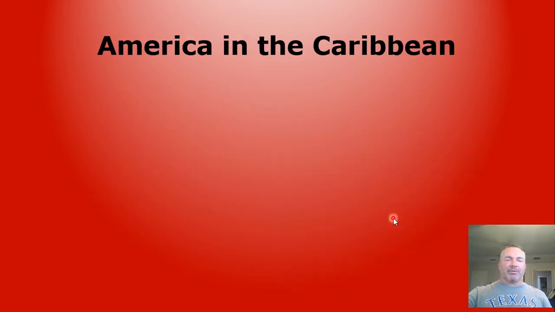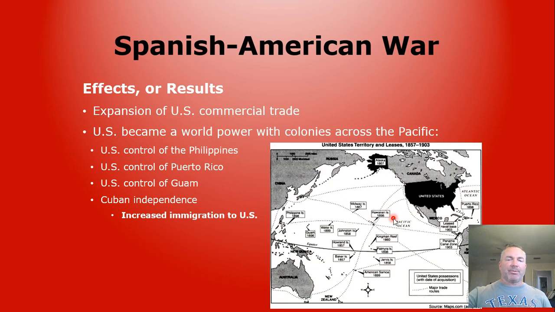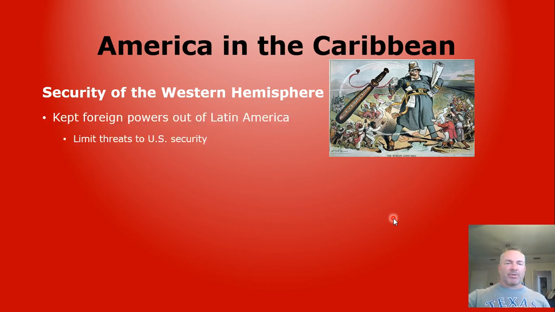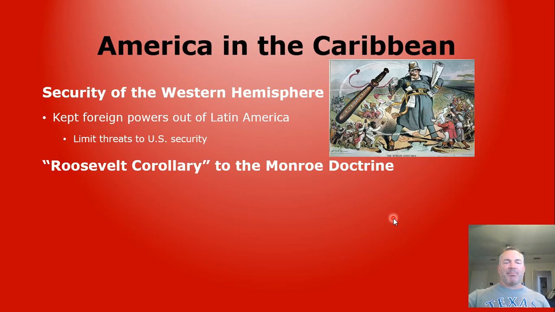Cuban independence. Yeah, we don't take over Cuba. And more people start immigrating to the United States. And we are in the Caribbean, which are islands that include Cuba, down off the coast of Florida. We want to keep foreign countries like Spain and other European countries out of Latin America. That's a concept we've been talking about for a while, since the 1820s. The Monroe Doctrine said they needed to stay away, and now we're backing that up with even more force.